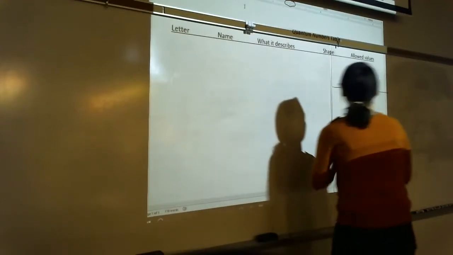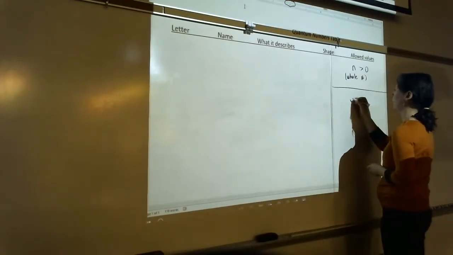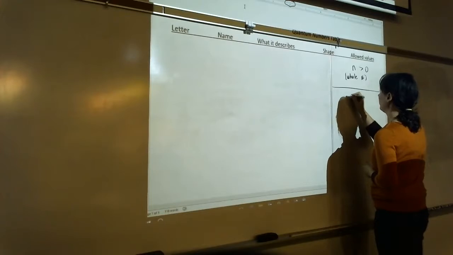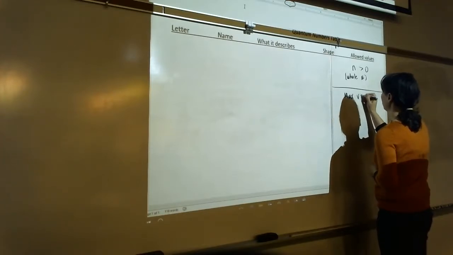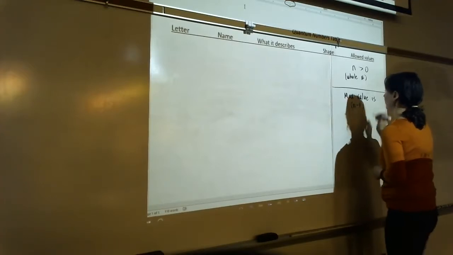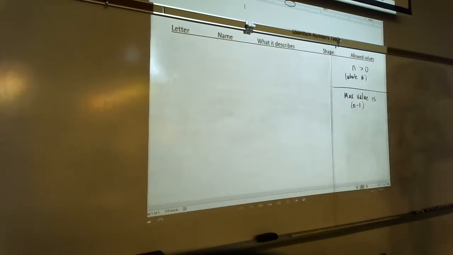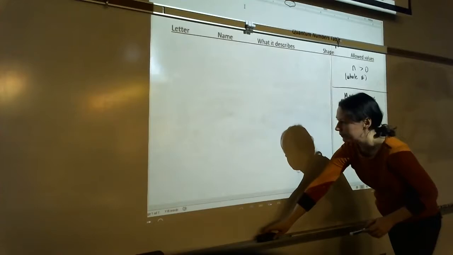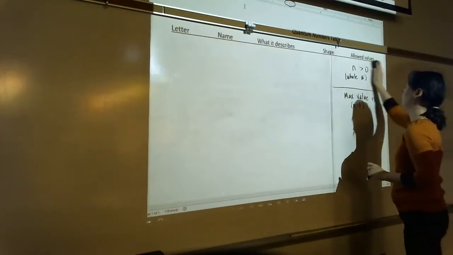Let's just go over the allowed values here real quick before we go on to the back. This can be any number. The max value that's allowed is n minus 1. We're going to go through several examples here in a minute. But now let's go through our shapes table.